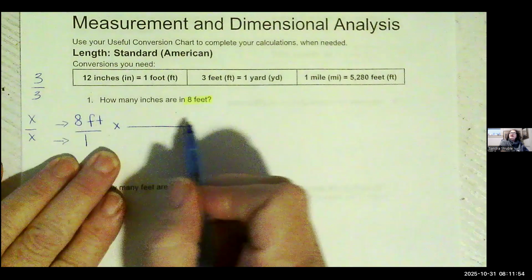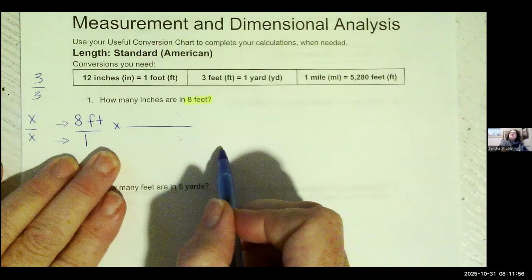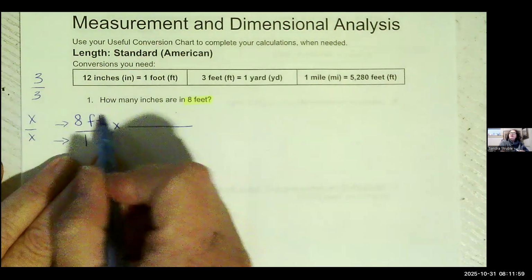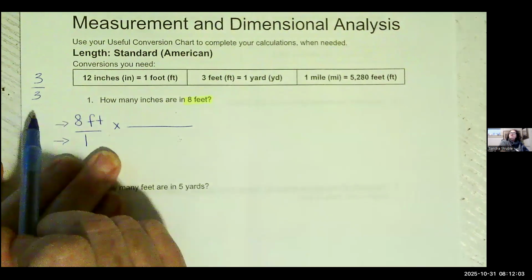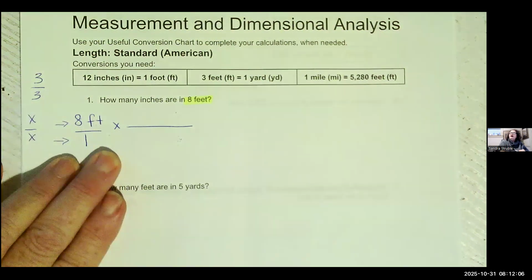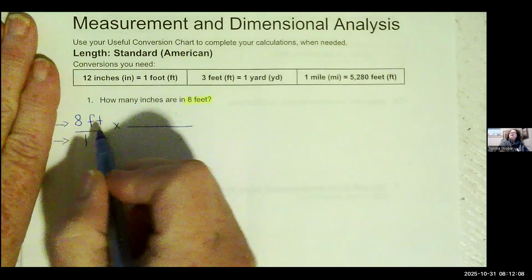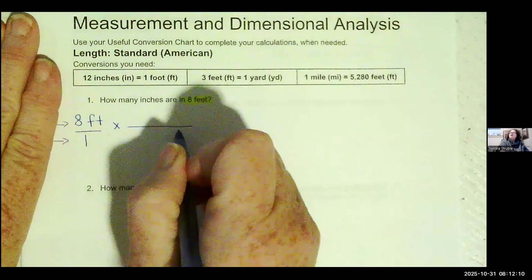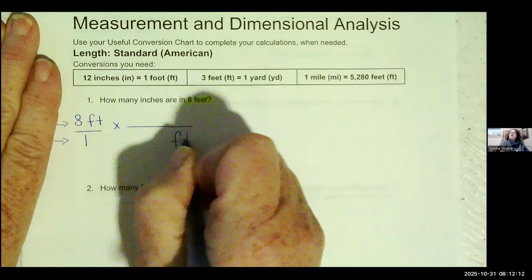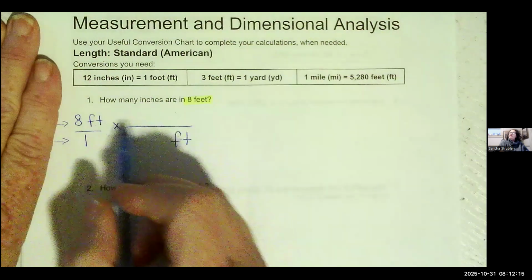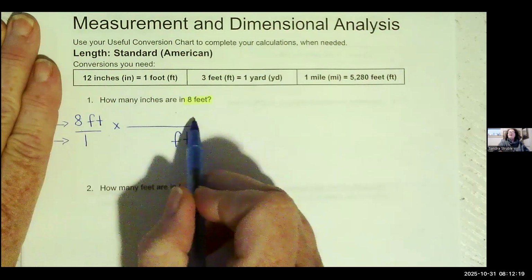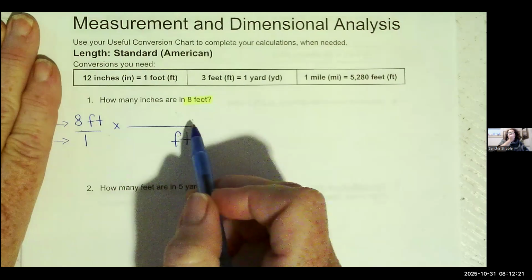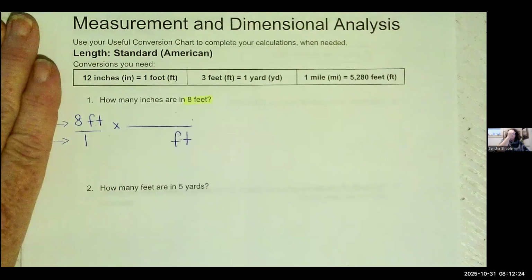Okay. And so I need the feet to be able to have a feet in the denominator so that they will cross each other out and give me a 1. So because I have feet up top, I want to have feet down in the denominator as well, so that when I multiply, they will reduce. If you have feet up top and feet up top, that's feet squared. That's not what we're trying to do here. Okay. You want to have 1 in the top and 1 in the bottom when you're trying to get rid of them.